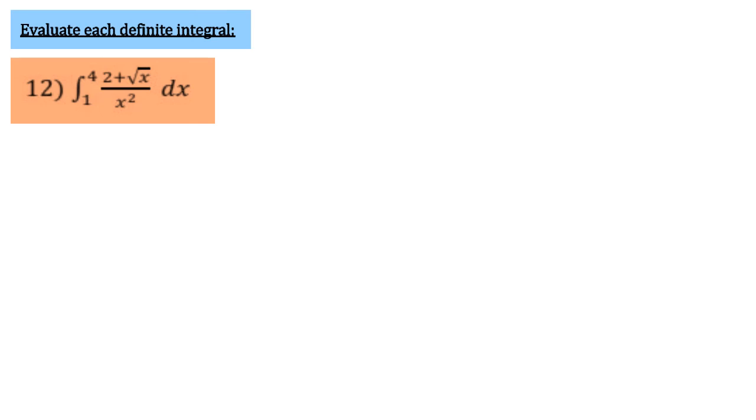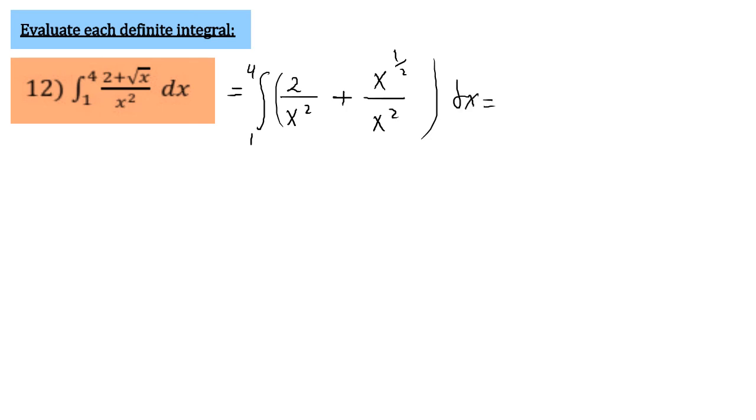Evaluate the definite integral of the function 2 plus root x over x squared from 1 to 4. So I'm going to rewrite the function as 2 divided by x squared plus x to the power of half divided by x squared, all dx, which can be written as the integral from 1 to 4 of 2 divided by x squared, which is 2x to the power of negative 2, plus x to the power half divided by x squared, which is x to the power negative 3 over 2, half minus 2. I'm subtracting the powers in case of division, dx.